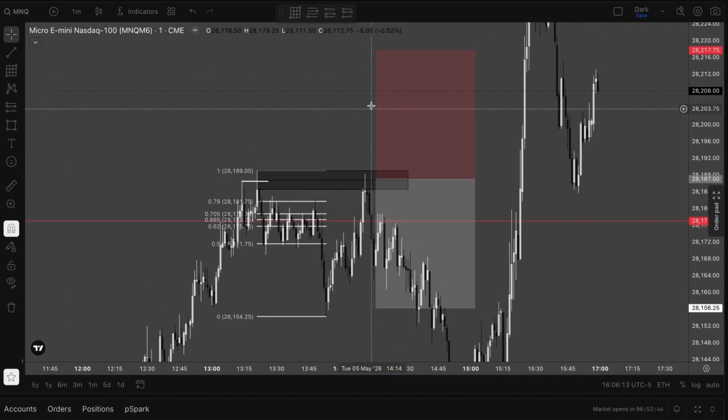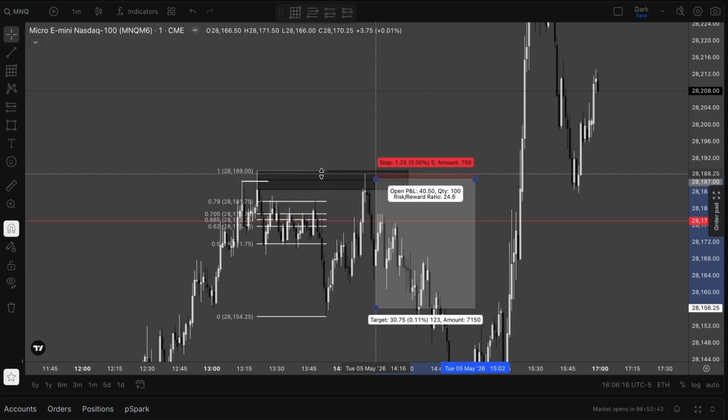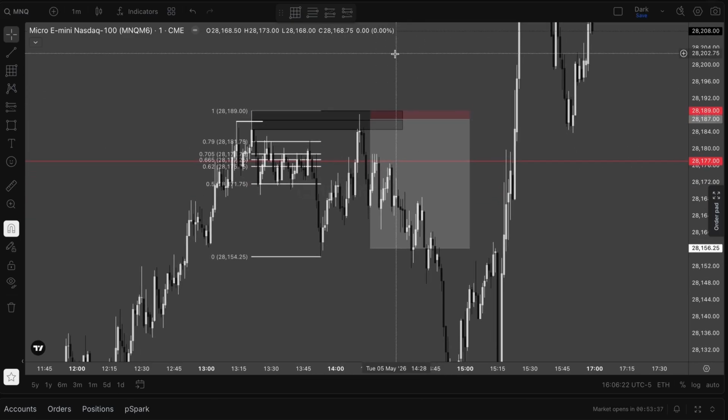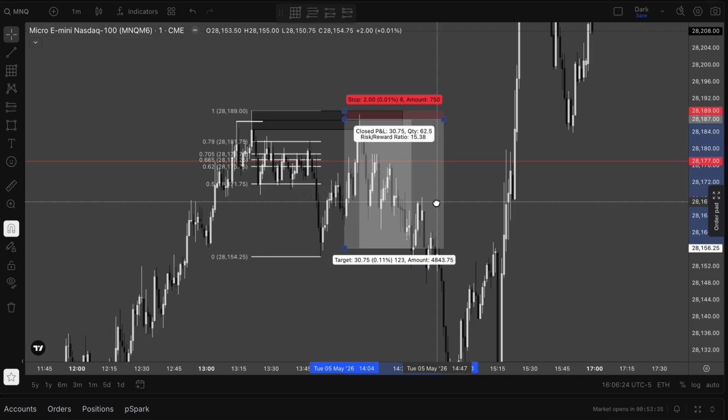Was that close to 187? And you're going to put your stop above that high because you don't want price to go above there because we already swept liquidity. And if we do, that just means our bias is wrong for this area. So my entry was there.